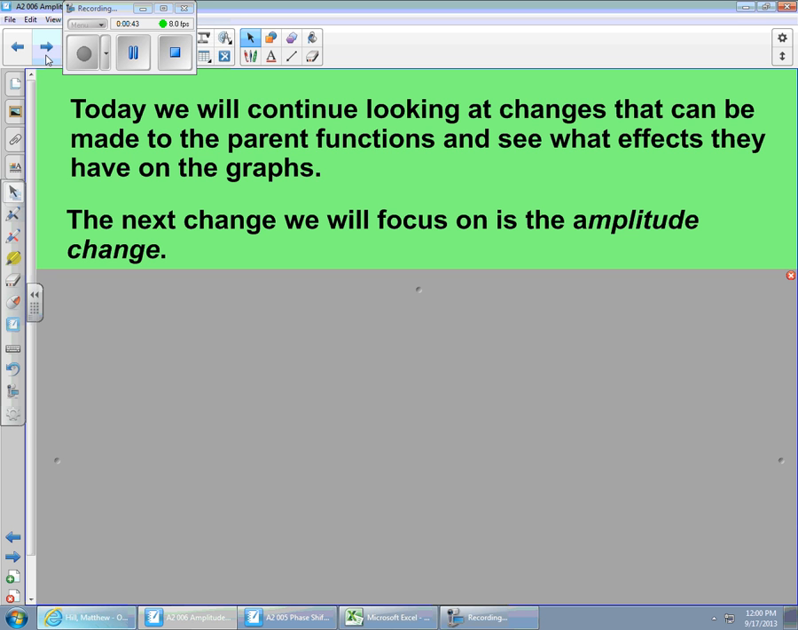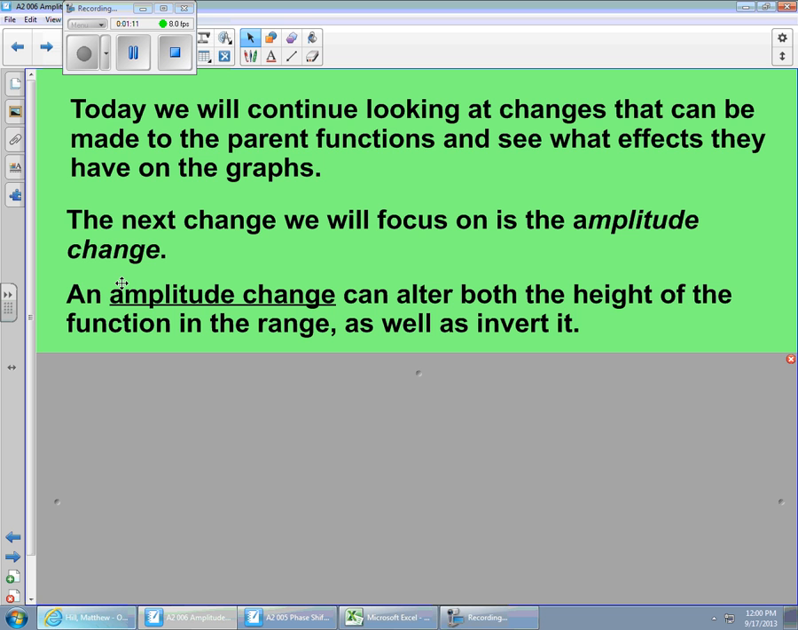All right, today we will continue looking at changes that can be made to the parent functions and see what effect they have on the graphs. We've already discussed vertical shifts and horizontal shifts, and we saw that those happen by way of values, constants being added either to the equation itself or to the independent variable itself. And today we're going to have a look at what we call amplitude change.